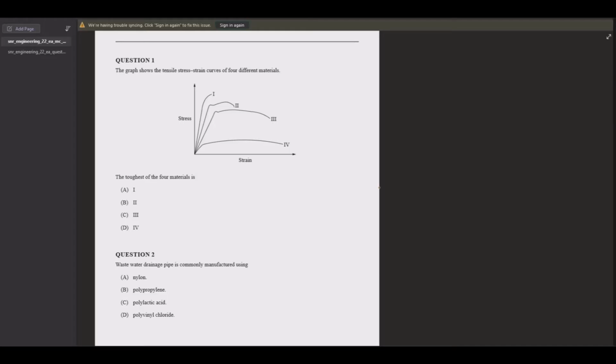Stress restoring question. It's asking what is the toughest of the 4 materials. And now if we remember that toughness is the area under the curve, then we should identify that it's obviously not this brittle material, it's not that strong material, it's definitely not that one, it's number 3, C.